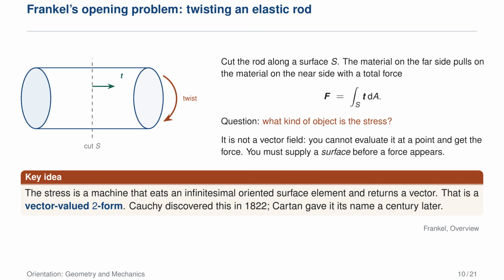What kind of mathematical object is the stress? It is not a vector field. You cannot evaluate it at a point and get a force out. You have to hand it a surface first, and only then does a force appear. So the stress is a machine that eats an infinitesimal-oriented surface element and returns a vector. That is a vector value 2 form. Cauchy discovered this in 1822, and Cartan gave it its name about a century later.